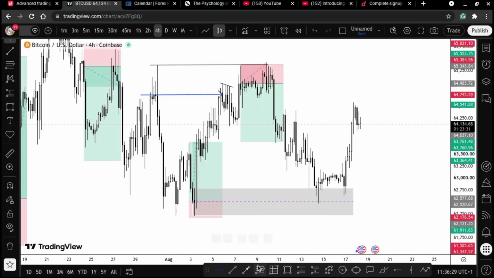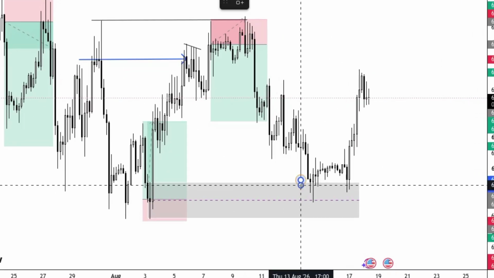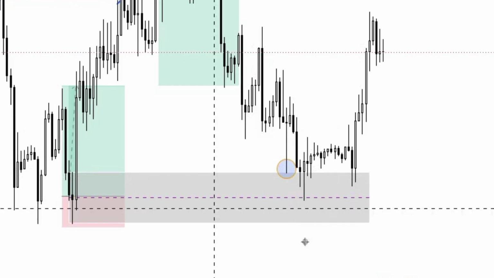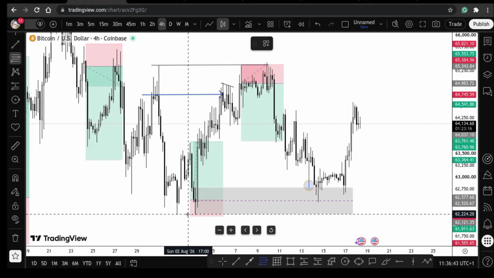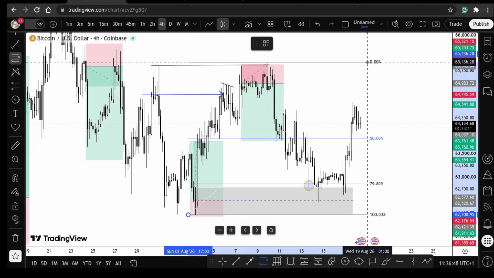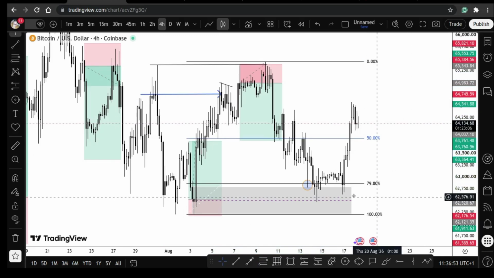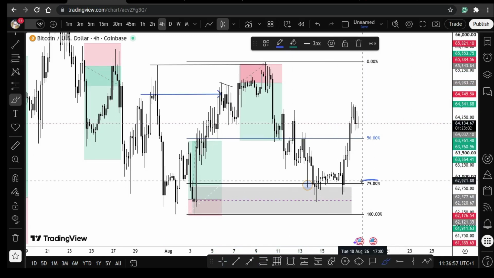For me, if I were to take this trade without waiting for confirmation, I believe I would have entered somewhere around this point, and I will show you why. Because I have a Fibonacci level where I basically enter my trades, especially when I know I'll be very busy and won't be able to wait for confirmation. So I would have entered around this 79.8%.